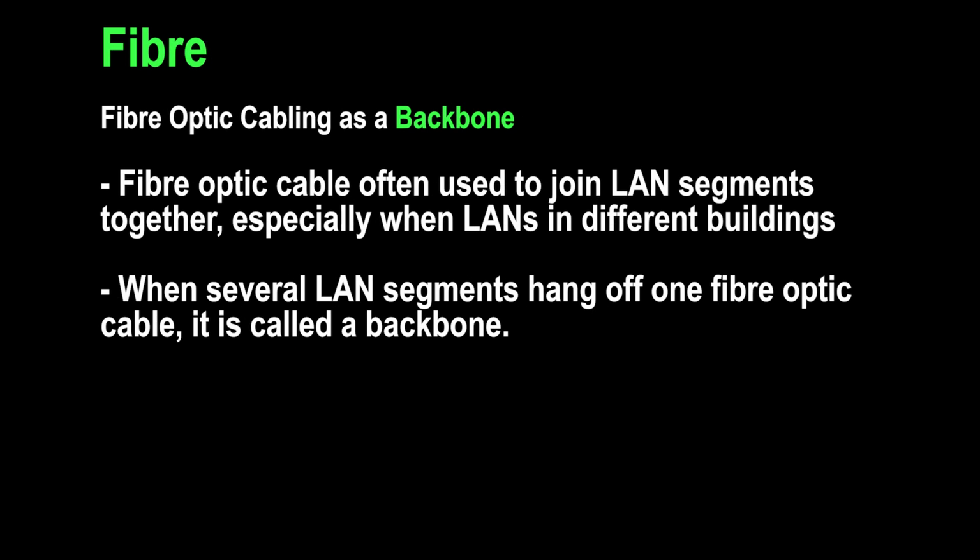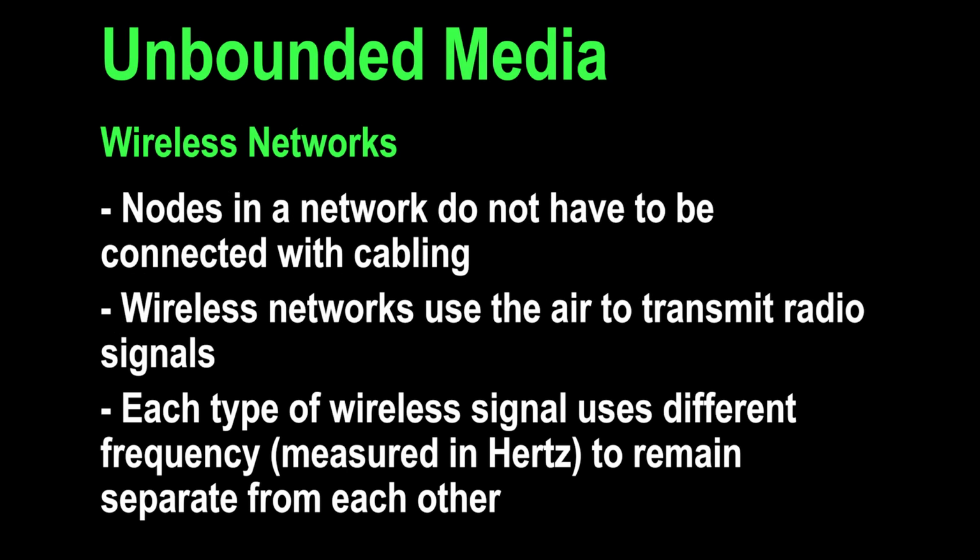Fiber optic cable is often used to join LAN segments together, especially when LANs are in different buildings. When several LAN segments share one fiber optic cable, it is called a backbone. Nodes in a network do not have to be connected with cabling. Wireless networks use the air to transmit radio signals. Each type of wireless signal uses a different frequency, measured in hertz, to remain separate from each other.